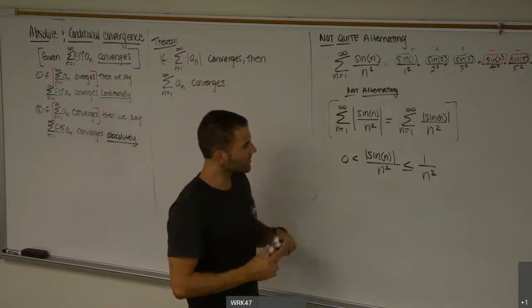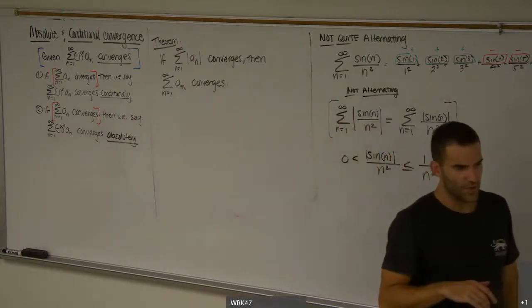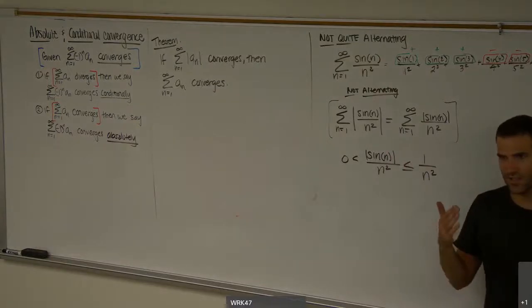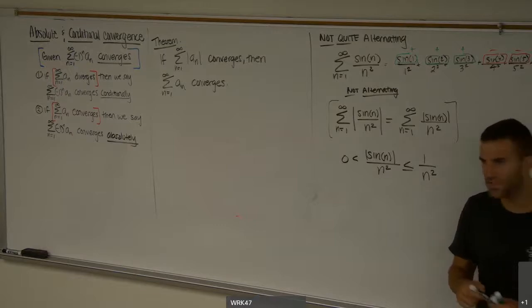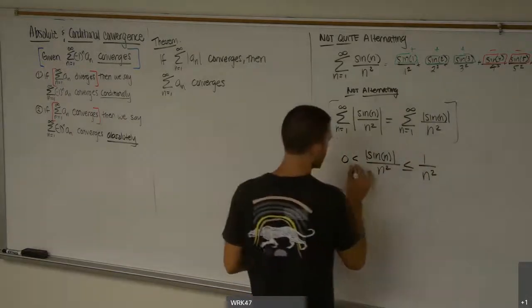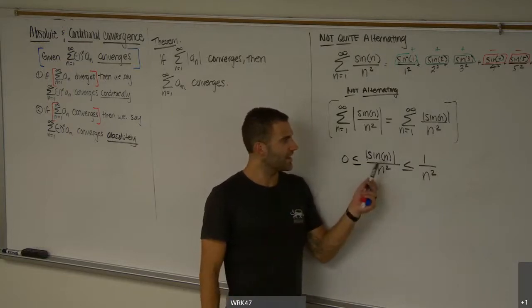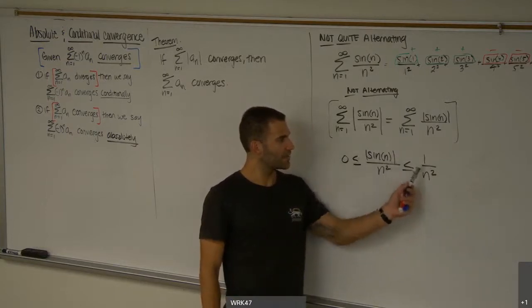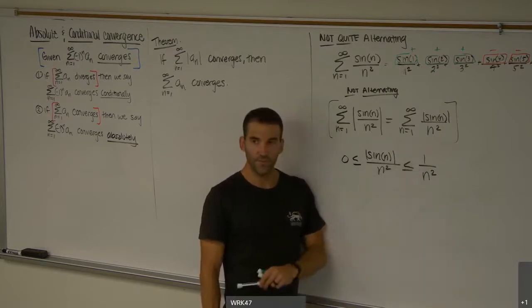Why 1 over n squared? Because sine is periodic. Sine always goes between 1 and -1. So the absolute value of sine always goes between 0 and 1. And so the most that sine could ever be is 1. Meaning regardless of what n is, the most the numerator could ever be is 1. And so this will always be less than or equal to 1 over n squared, regardless of what n is. That's the most it could be.